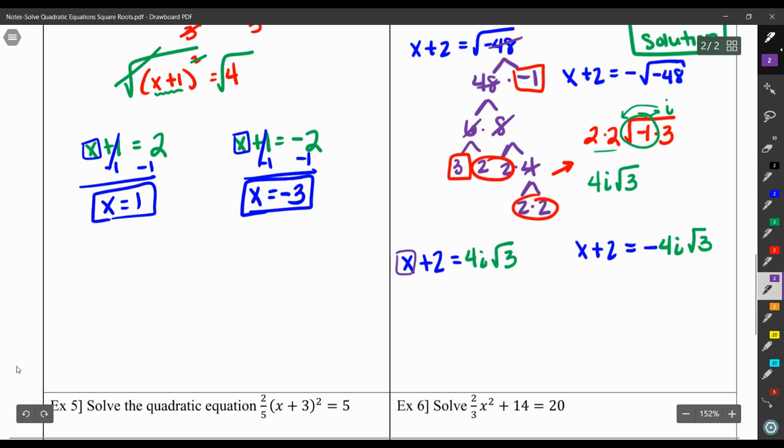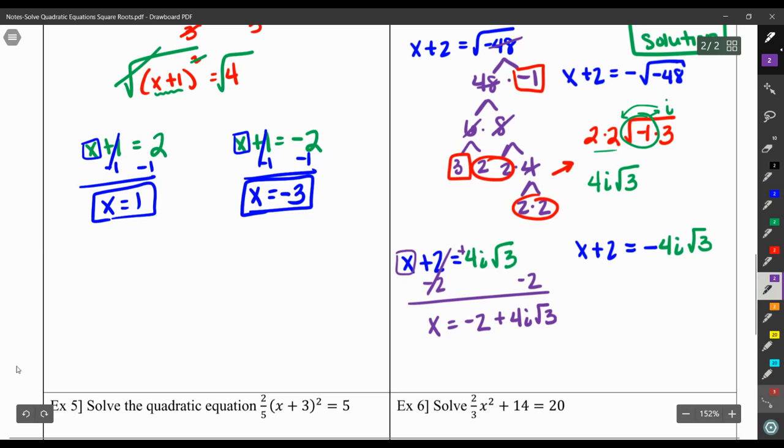And so the way we get x alone is we're going to subtract 2 from both sides. However, we cannot combine 4i square root of 3 and negative 2 to make this entire thing 2, because this has an i and this does not. So that means these are not like terms. So I'm going to put the negative 2 first, and then I'm going to put plus 4i square root of 3, because this is a positive.